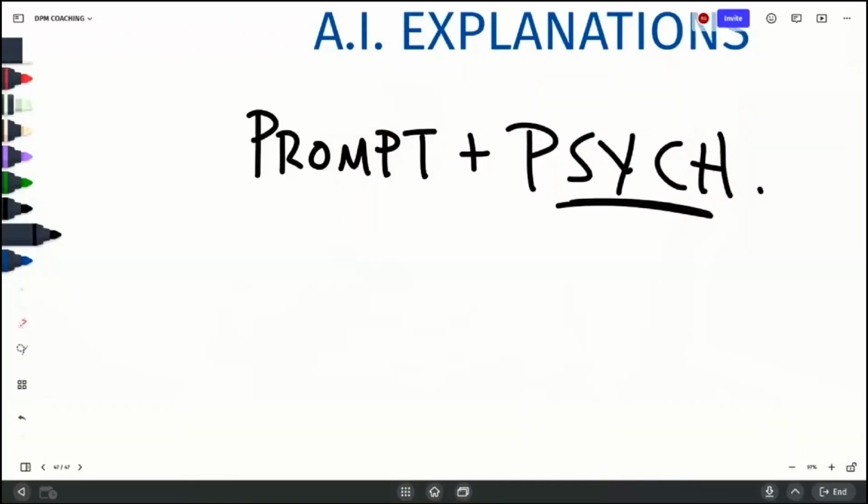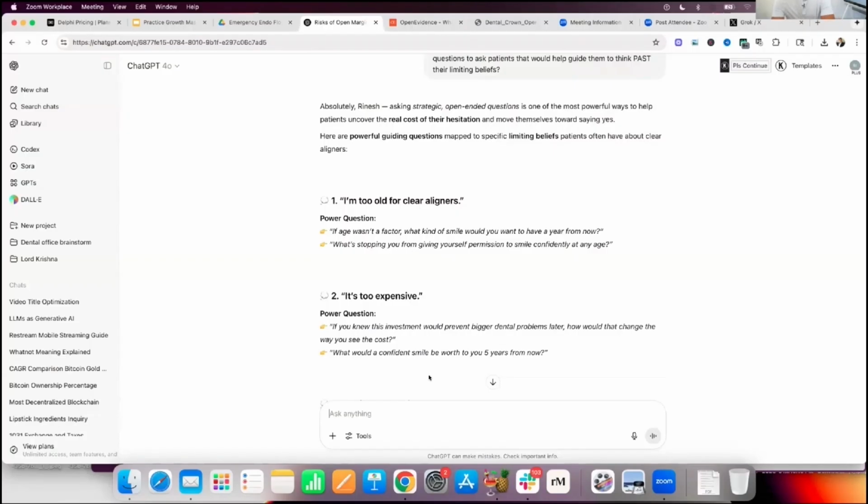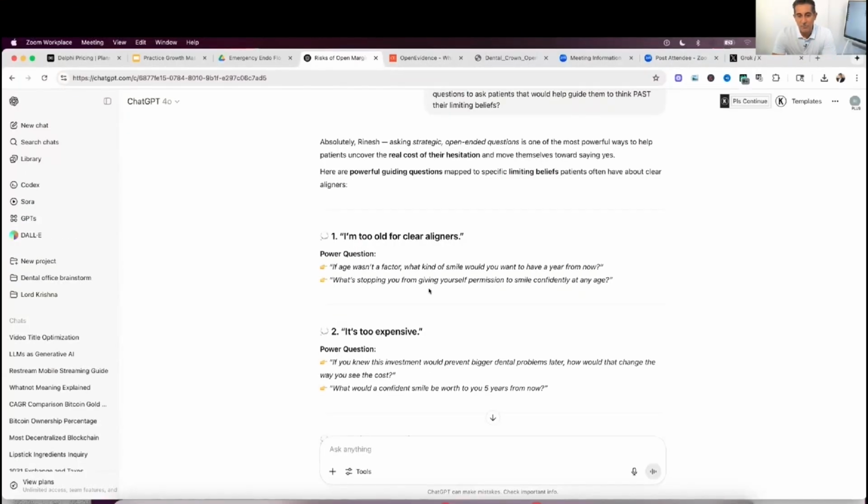Remember what I said? I said psychology. That's the part where most of us are missing this when it comes to prompting these AIs. The AI knows it, but prompting it so that we're also benefiting from the psychological aspect of this, right? So let's go through. What's stopping you from giving yourself permission to smile confidently at any age? I think that's a pretty canned response. I don't really love that one. I love the first one.